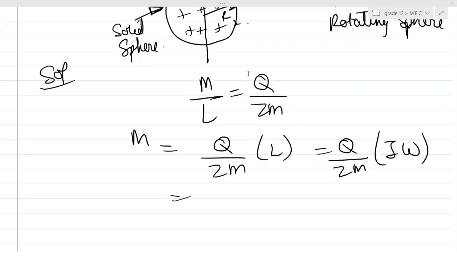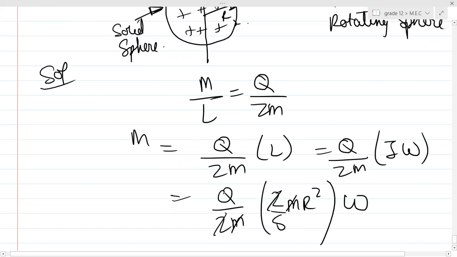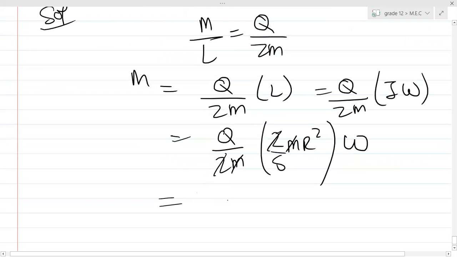Guys, please remember, we have to keep the rotational chapter in mind. The q by 2m, 2 by 5 mr square, the 2m and 2m cancel, and the final answer is 1 by 5 q omega r square. And that is the magnetic moment of this sphere.